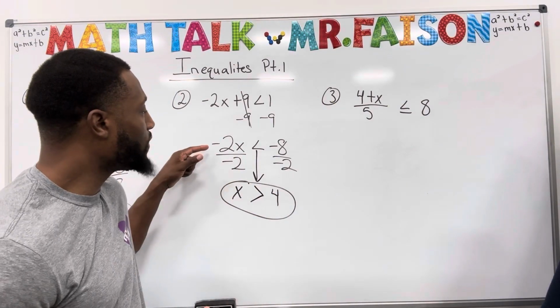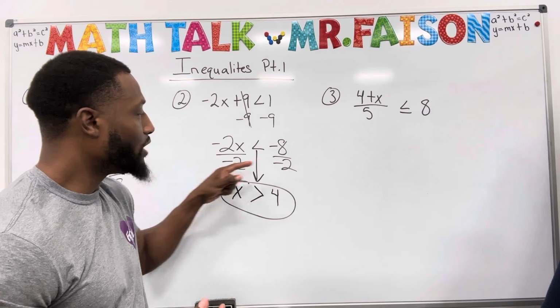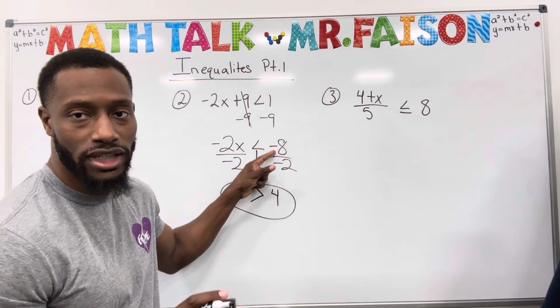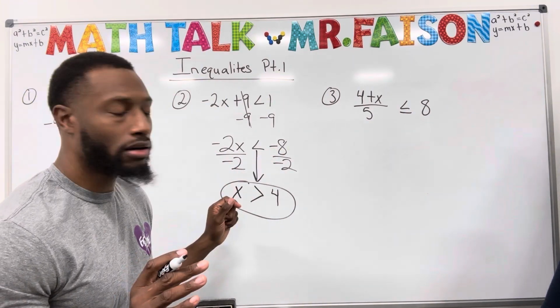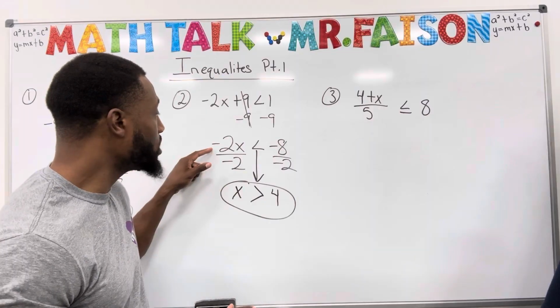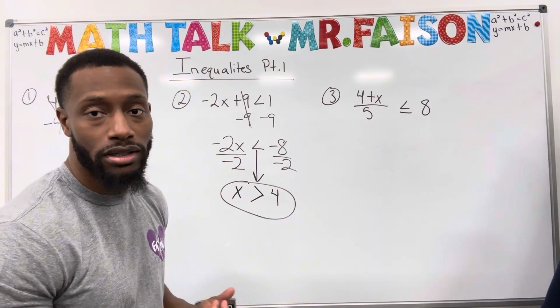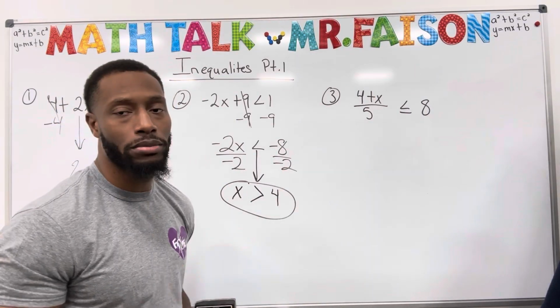That's only when you're dividing by a negative. If just that 8 was negative, that's okay, right? We would have left it the same. But since this was negative, we had to flip it, all right? Now let's go over to problem number 3.